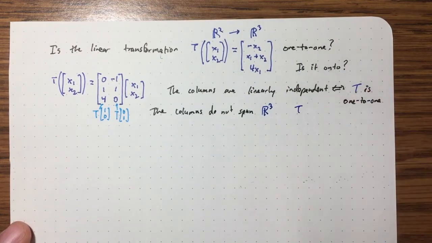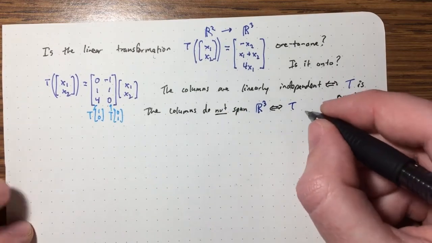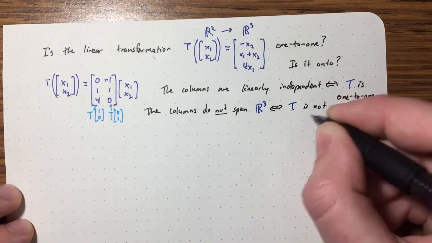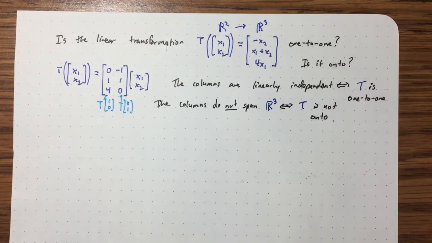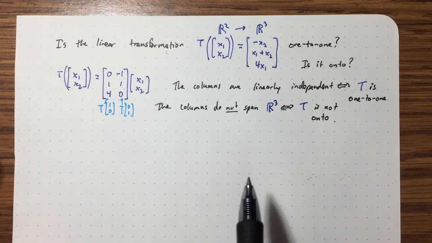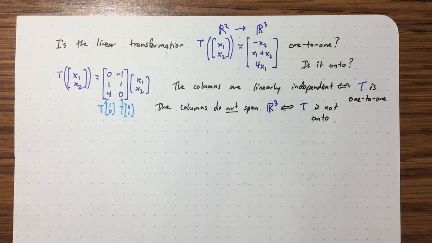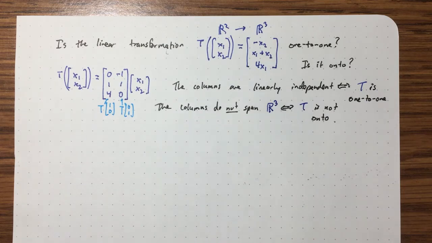What does that mean about T? Columns do not span R3. It means that T is not onto. Okay. All right, great. This is so satisfying, right? We're using all of our intuition that we got about span and linear independence to sort of unravel some deep properties of linear transformations.